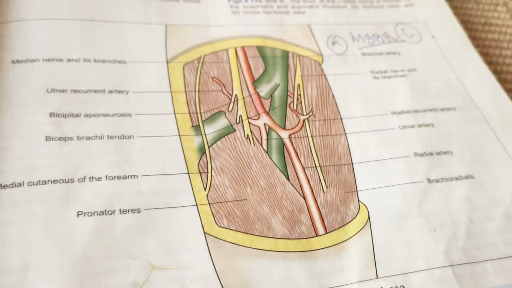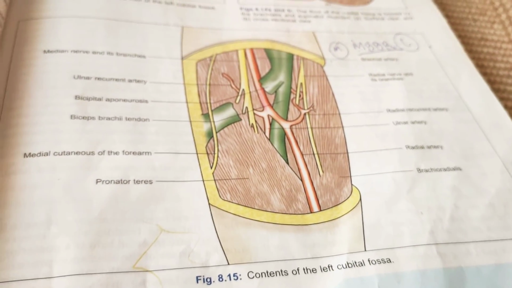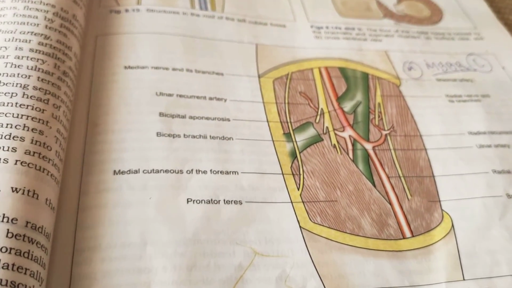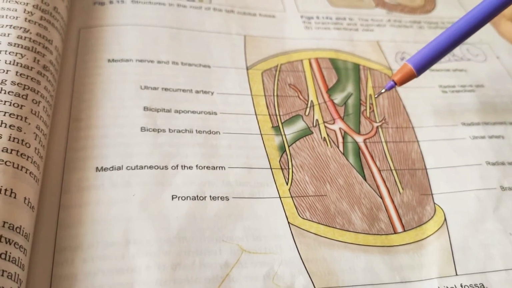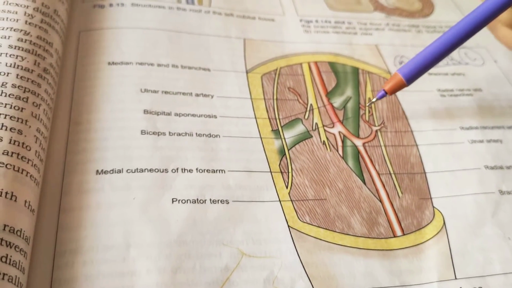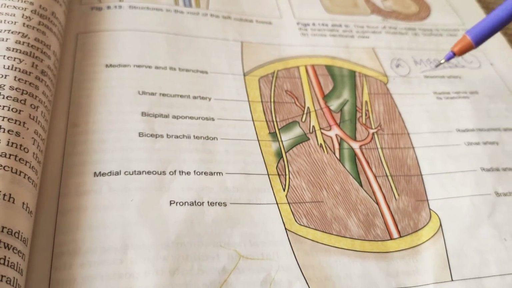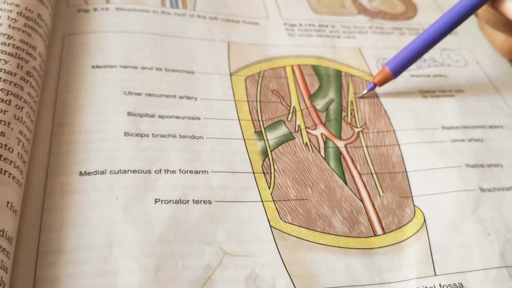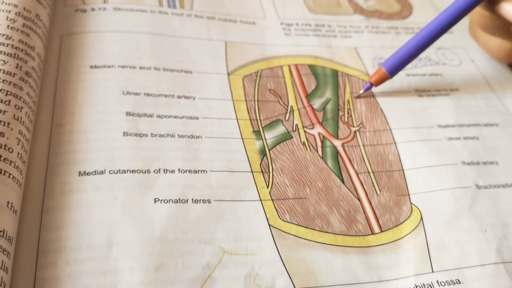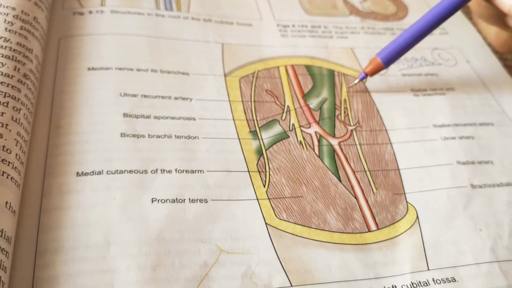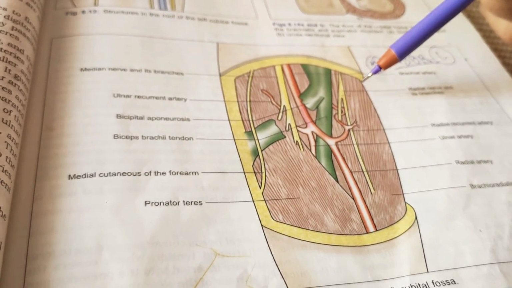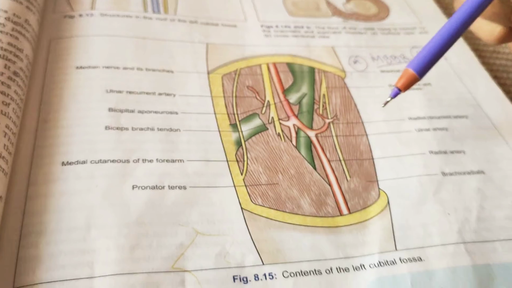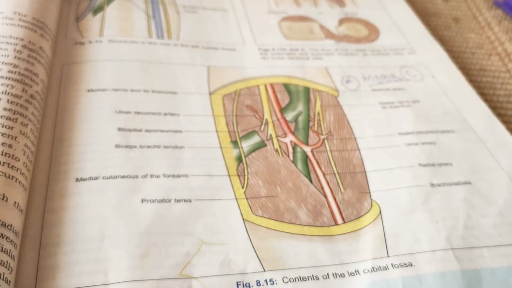Regarding this collateral recurrent branch, we already discussed in elbow joint and anastomosis, right? So now we will talk about the tendon of biceps brachii. The tendon of biceps brachii is with the bicipital aponeurosis. Okay. Next, coming to the radial nerve and its branches, right? They are accompanied by the radial collateral artery and appear in the gap between the brachialis medially, and brachioradialis and extensor carpi radialis longus laterally. Extensor carpi, I'll show it in another diagram.